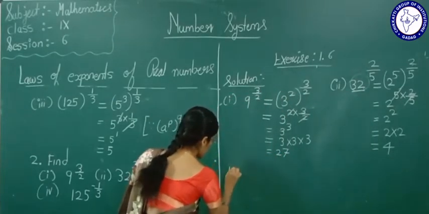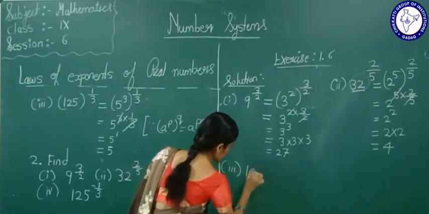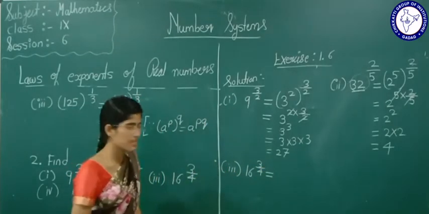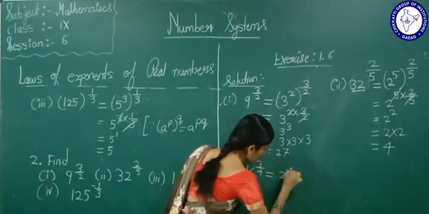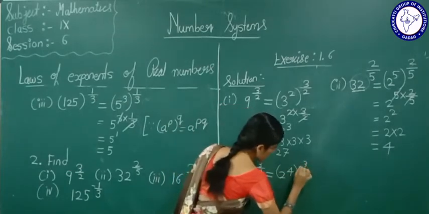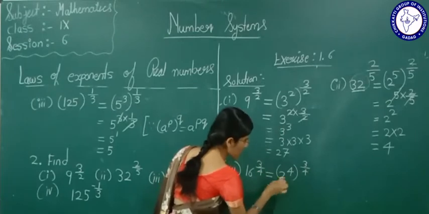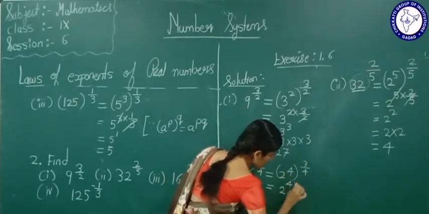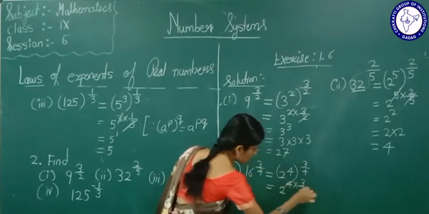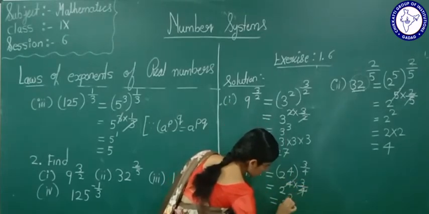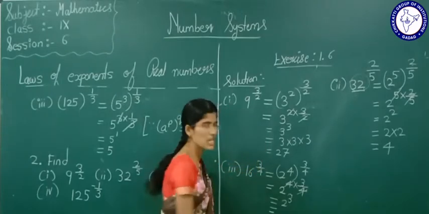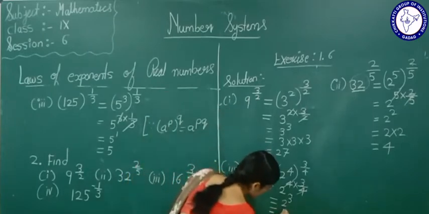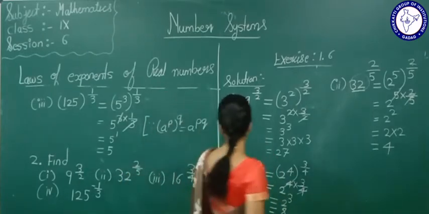Now we will see the third one: 16 raised to 3 by 4. 16 can be written as 2 raised to 4. So (2 raised to 4) raised to 3 by 4. Again the same law: (a raised to m) raised to n is equal to a raised to m into n. Therefore 4 will get cancelled. 2 raised to 3 is, don't do 2 3s are 6, you have to multiply 2 three times. 2 2s are 4, 4 2s are 8. This is 8. Now we will see the fourth one.